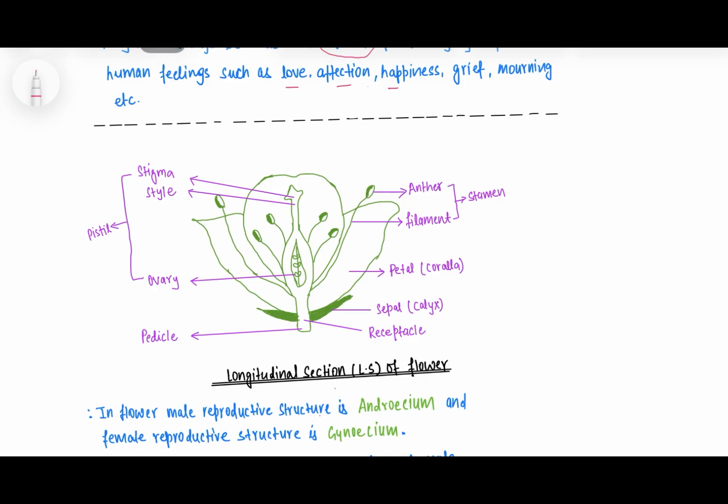First, we will brush up the various parts of flower. Here in this chapter, mainly we will deal with two parts of flower, that is pistil and stamen. Here it is pistil and this is stamen. So pistil basically contains stigma, this is stigma, then style and ovary. I'll draw this for you.